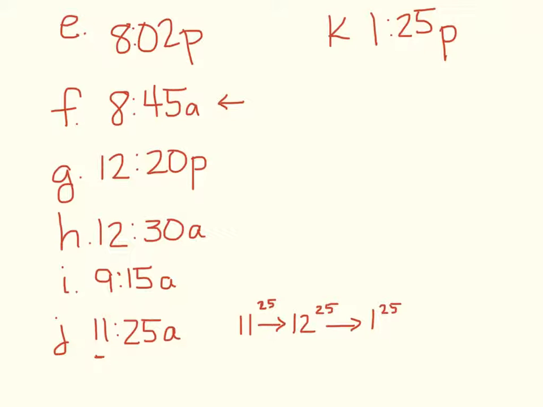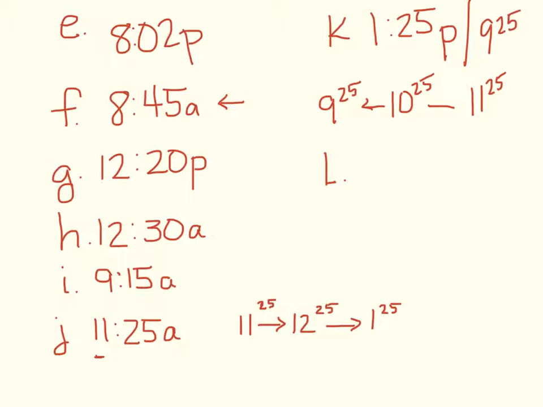Now it also asks us what's 2 hours earlier. Well, then we would go from the 11:25. Backwards an hour would be 10:25. Backwards another hour would be 9:25. So our second answer would be 9:25. Don't forget your label. a.m.